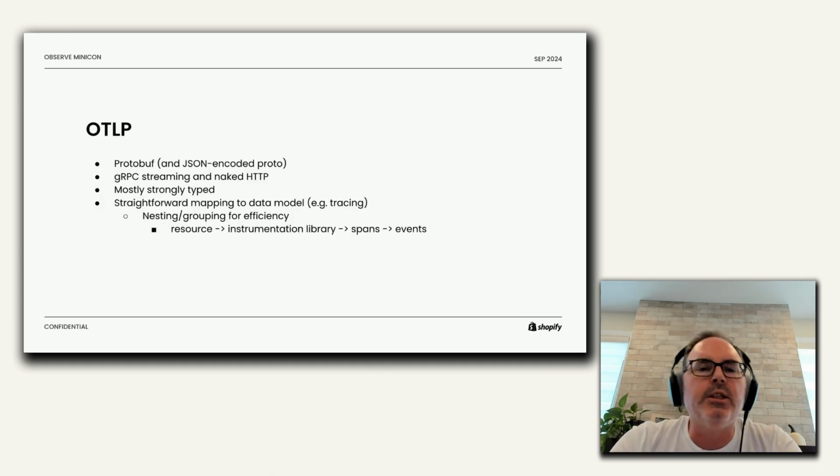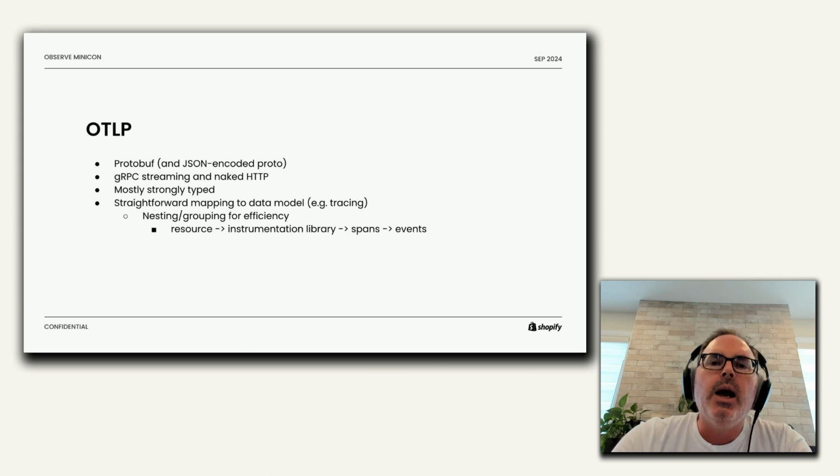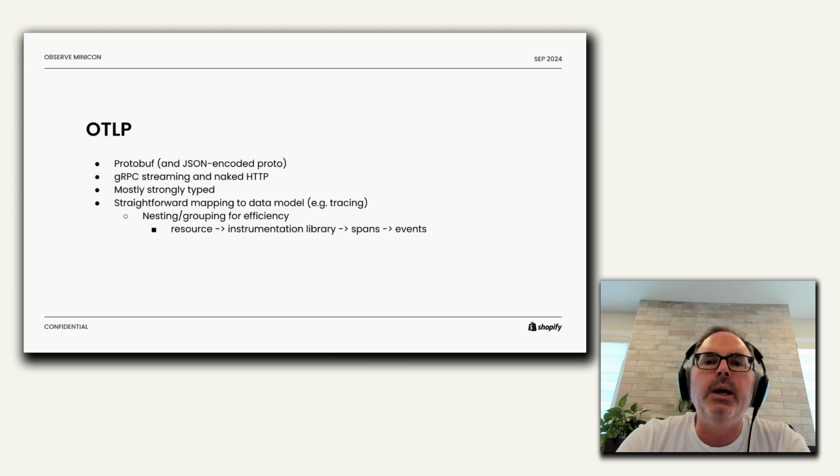The last major bit of the spec is a protocol to export telemetry. That's called OTLP, for OpenTelemetry Line Protocol. The default encoding is protobuf, and the protobuf can also be encoded as JSON, which is useful for browser environments, for example. gRPC streaming is a default protocol, but we can also simply post encoded batches over HTTP.